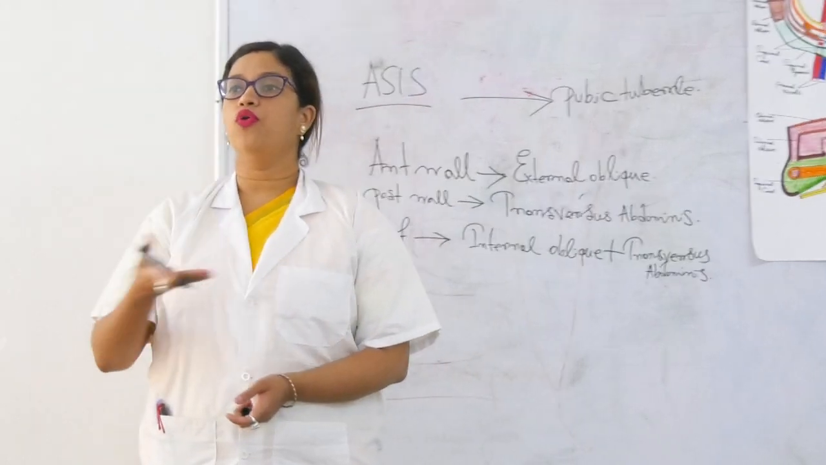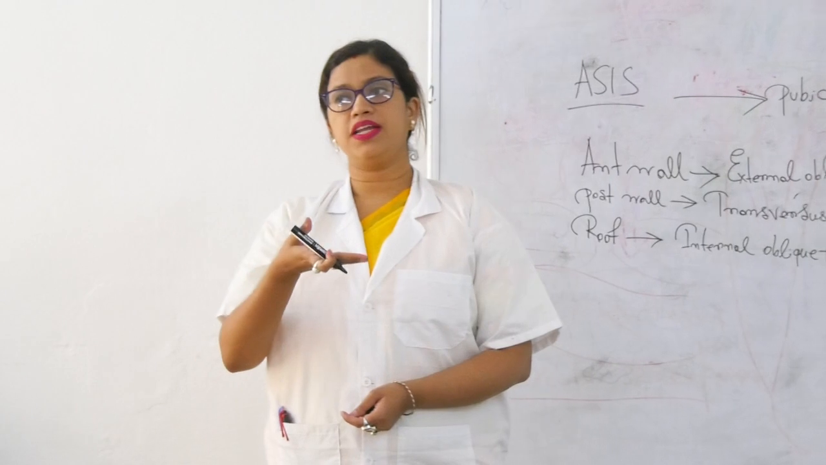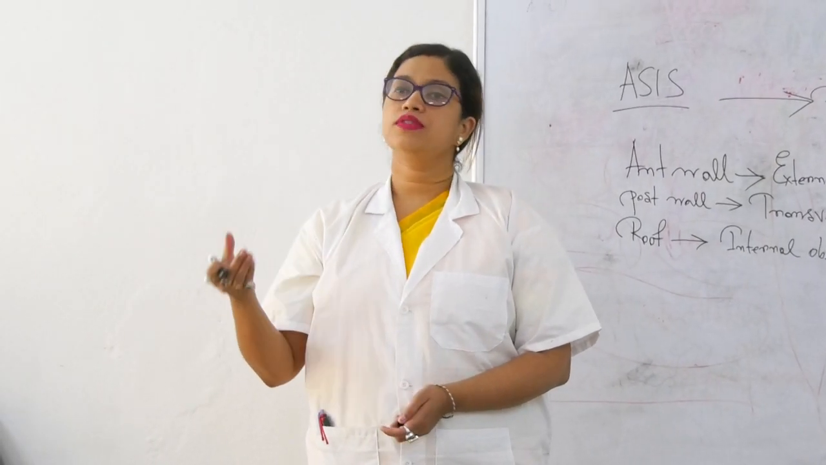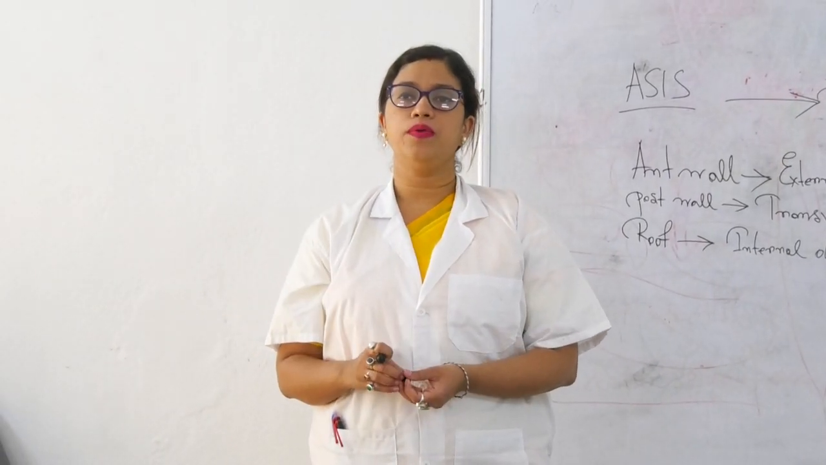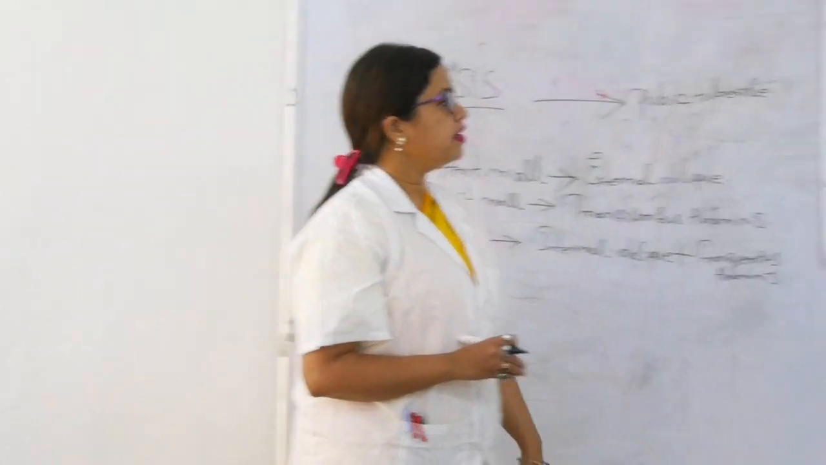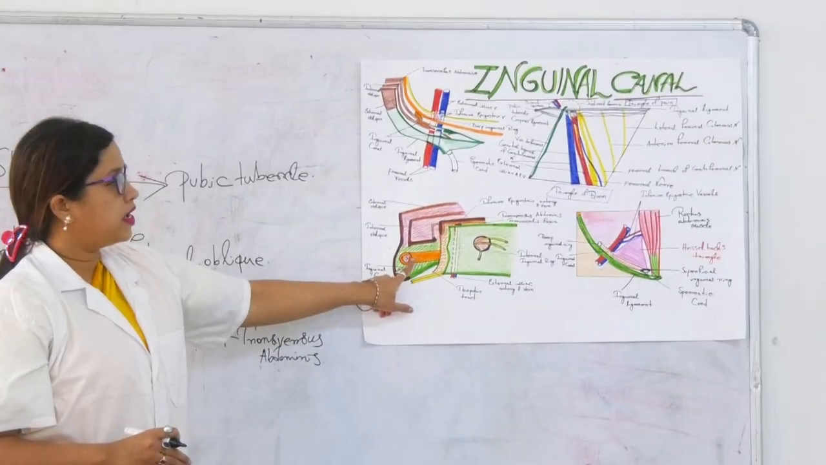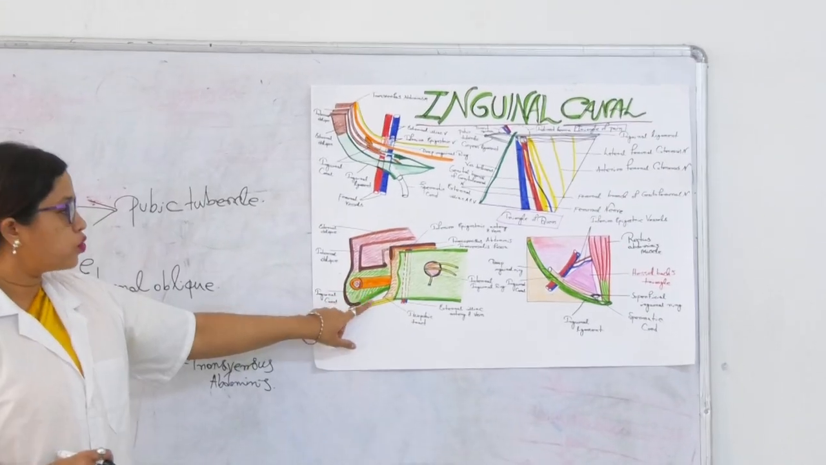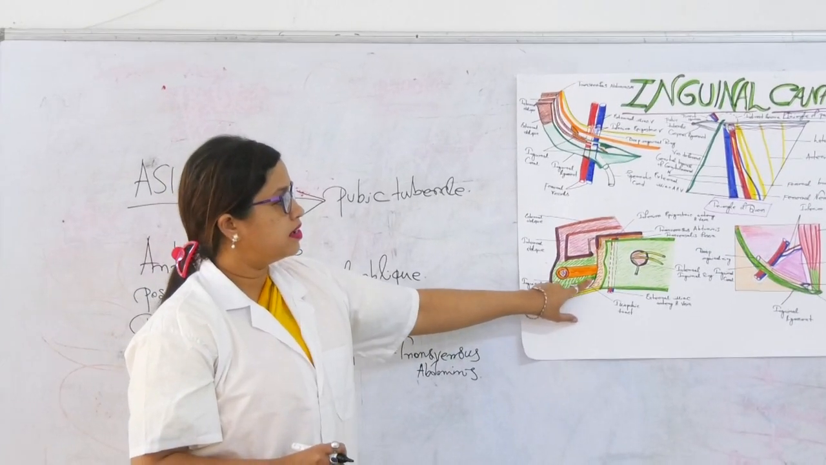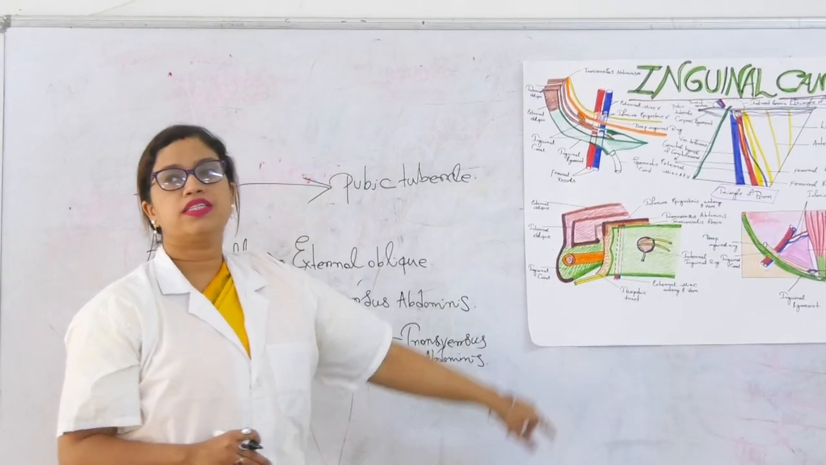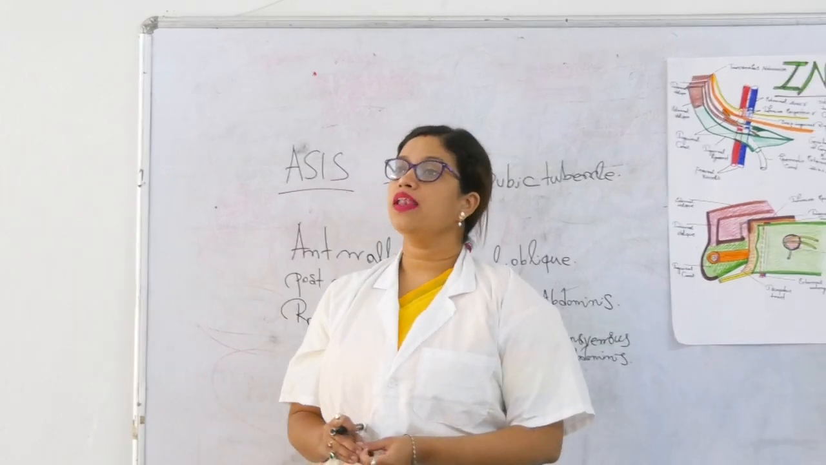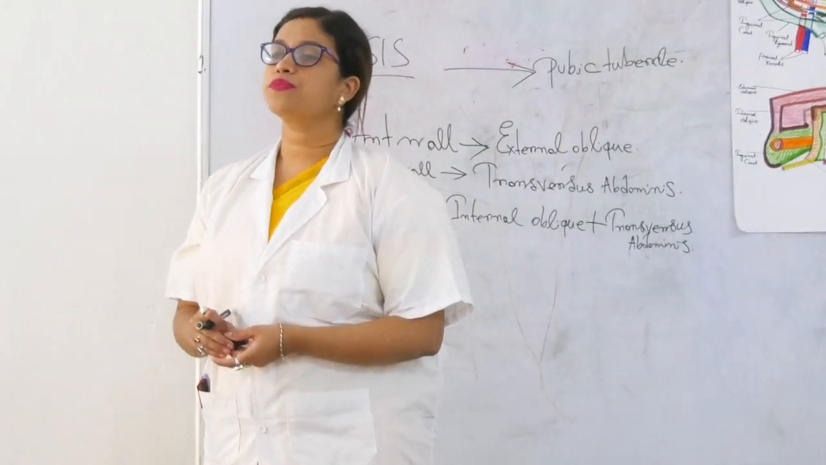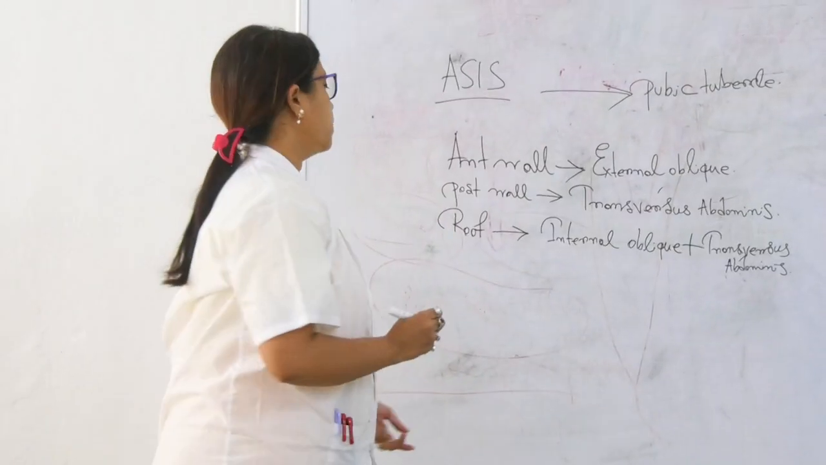Now coming to the floor. Just think it is a pipe, so definitely it has got one floor. Which structure is making the floor? See here, this is the inguinal canal. What is this green colored structure? This is nothing but the inguinal ligament. So the floor is formed by the inguinal ligament.